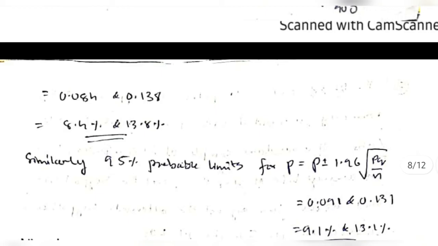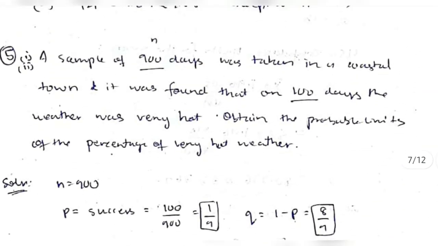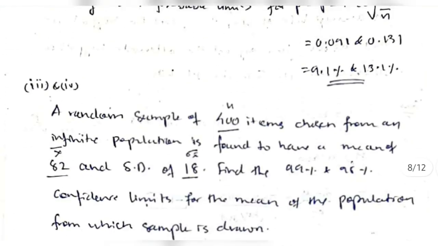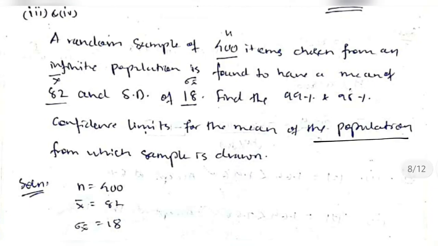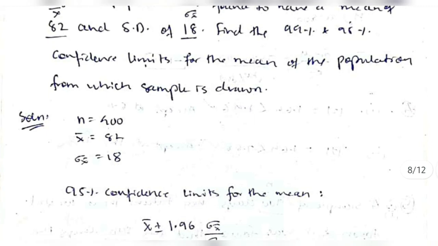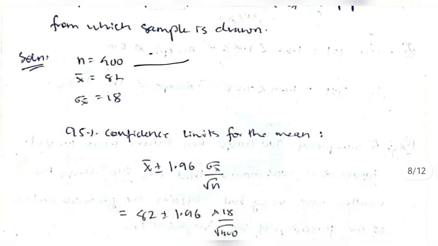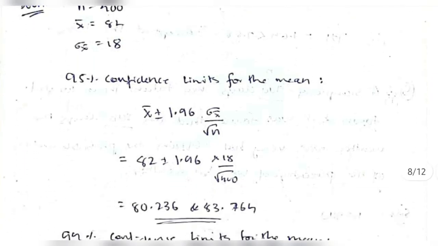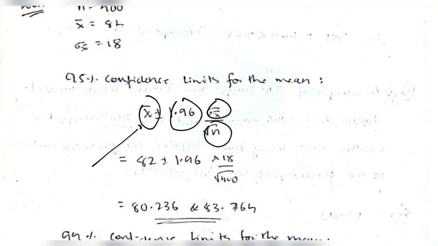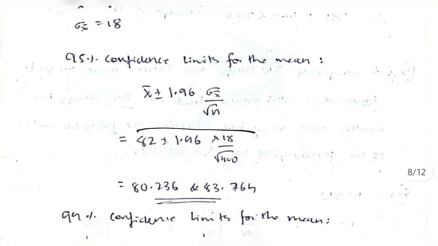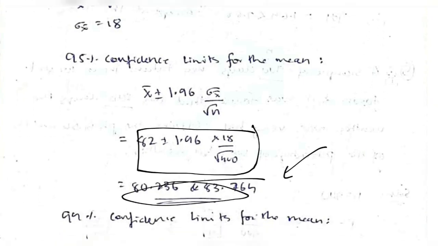Same thing as the previous question where we were asked to find the probable limits. Here also we have to find the probable limits. Confidence limits or probable limits, if they give that in the question, you have to go with this formula. n is given as 400, x bar is 82 and sigma x bar is 18. The formula is, instead of P and Q, x bar plus or minus 1.96 into sigma x bar by root n. Substitute those values in this formula, then we'll get the final answer here.